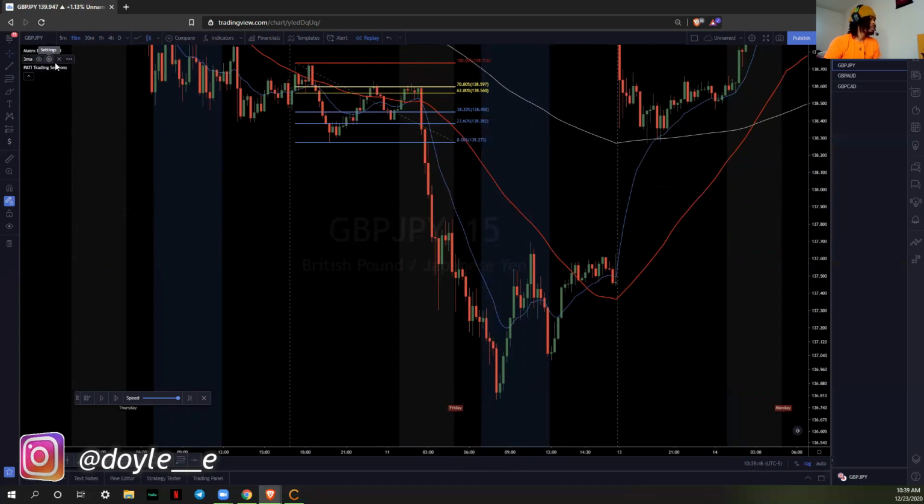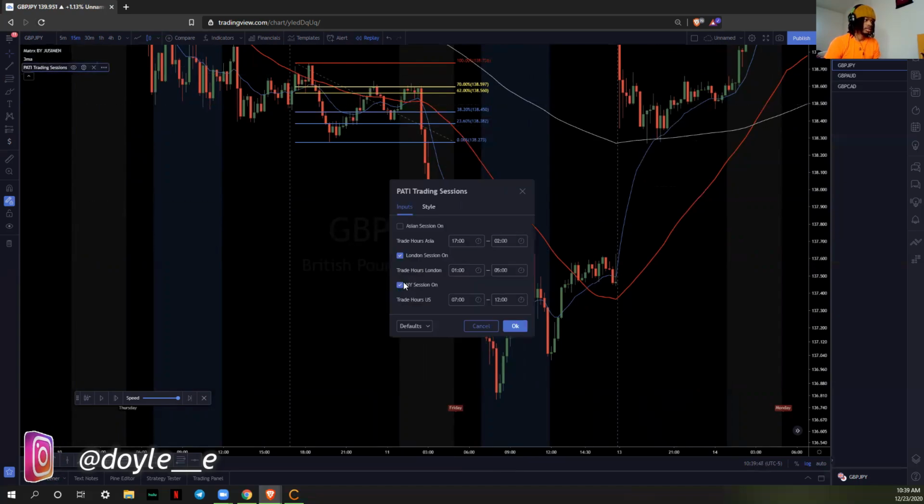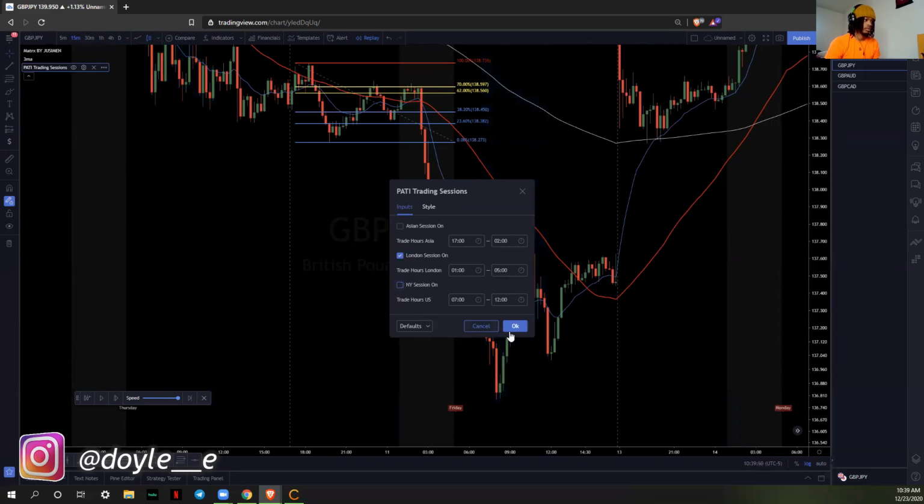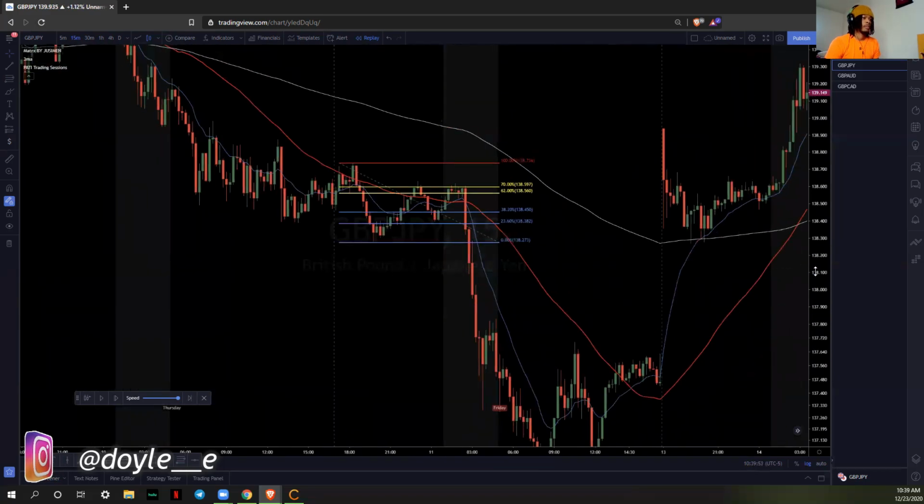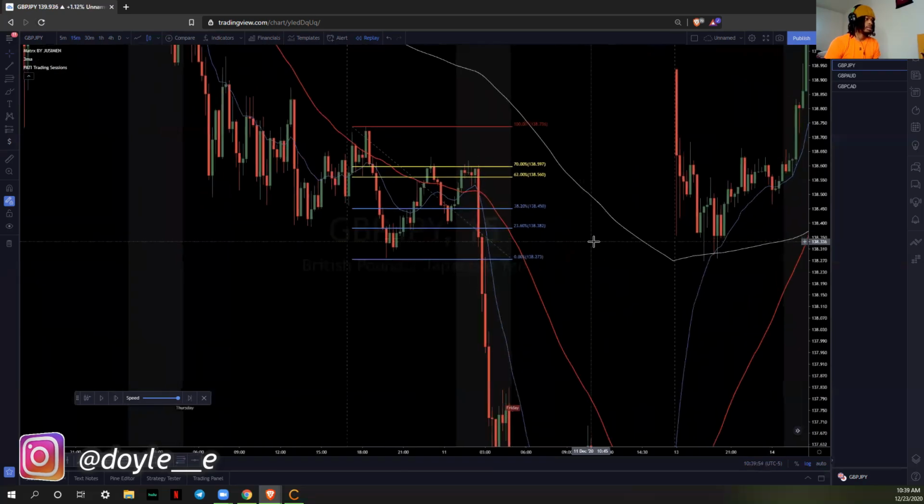But what I'm showing you right here is strictly for London. So let's take that off. Okay, so we see that this happened, and some people might have felt like, okay, since it touched the golden zone and it tapped the 38, the trade is over. When it's really not. The trade is over when it goes past the zero.